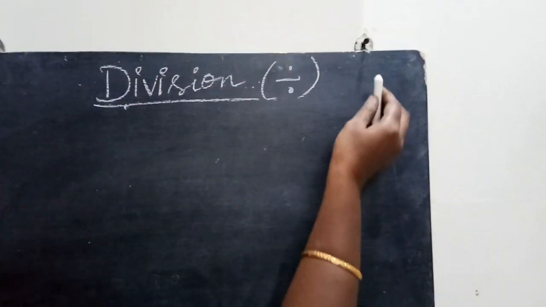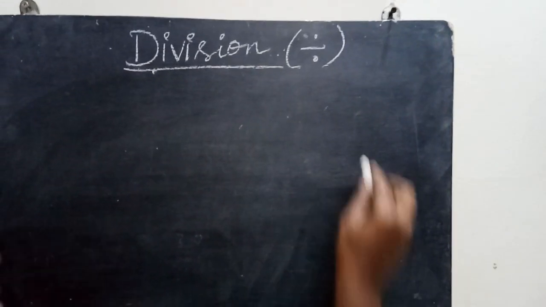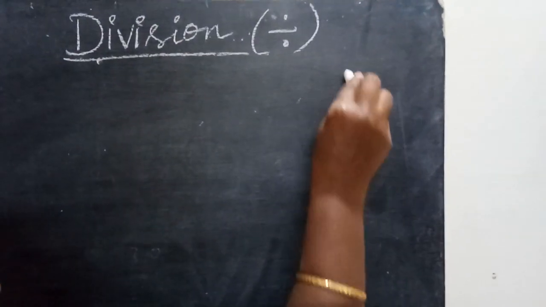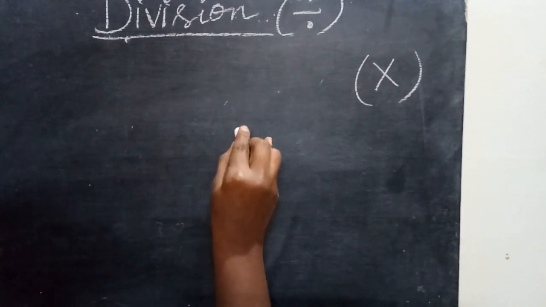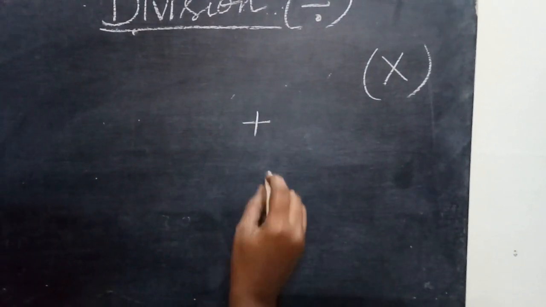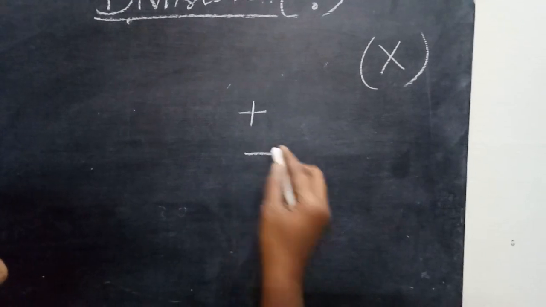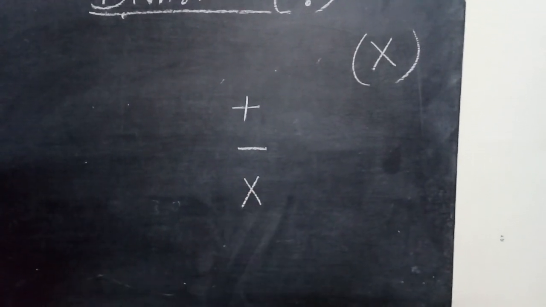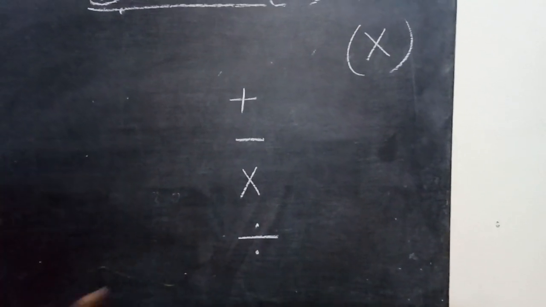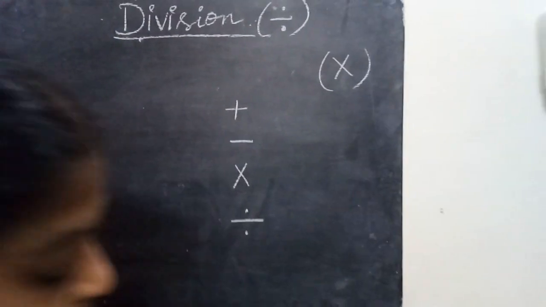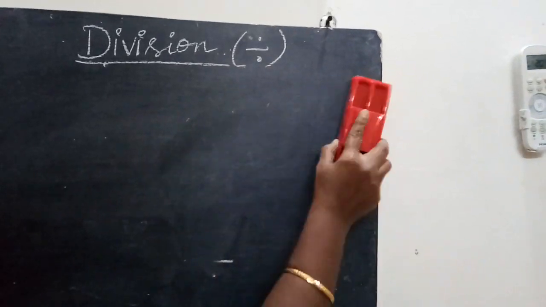Okay, and one more thing I forgot to tell you: the multiplication symbol is into. Addition symbol is plus, subtraction symbol is minus, multiplication symbol is into, and the division symbol is one line with a dot above the line and a dot below the line. Clear, children? Okay.